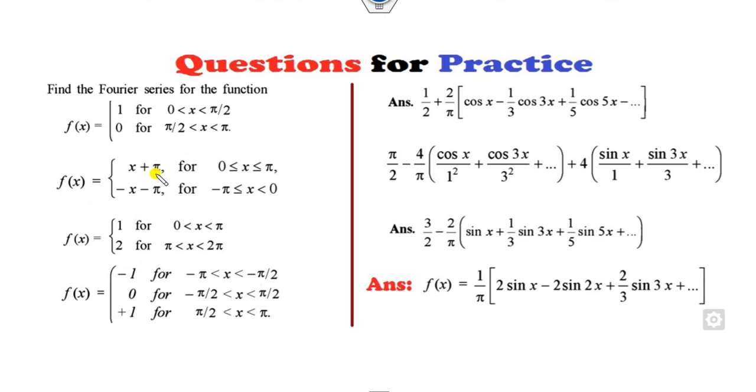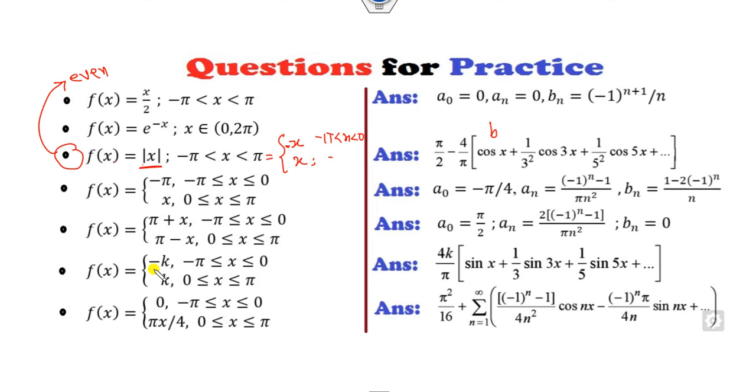Again you can see some more examples and solve these problems, and let me know if you have any doubt in the comment box.